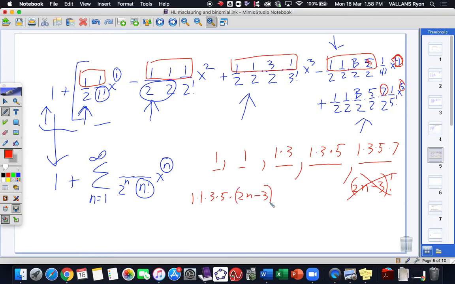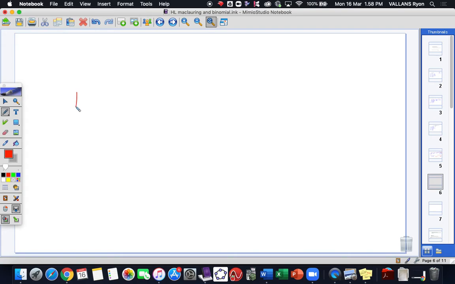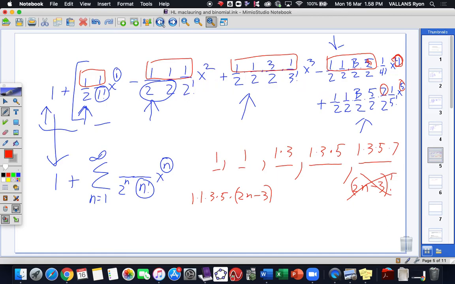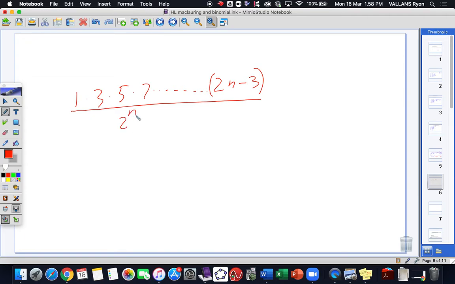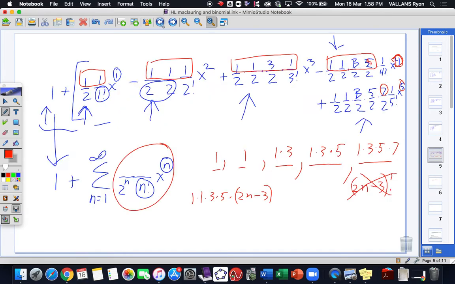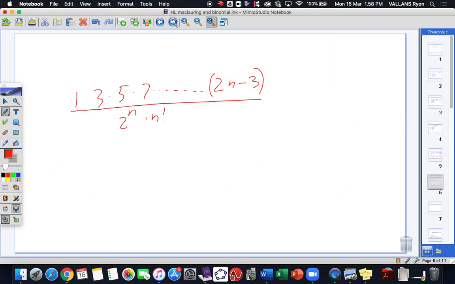Here's the tricky part, okay? And let me emphasize this with new paper. If I have 1 times 3 times 5 times 7, this goes all the way up to the 2n minus 3. If I go all the way to the 2n minus 3 on this one, and so far I have this 2 to the n times n factorial times x to the n, I can kind of take that out.